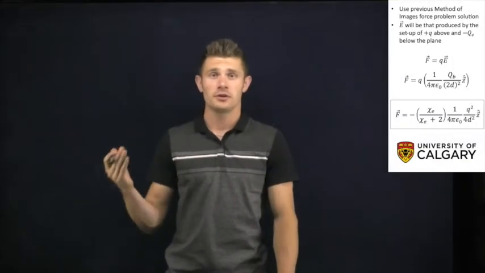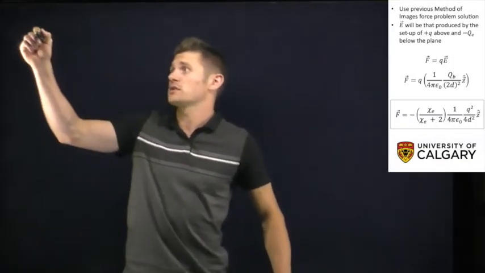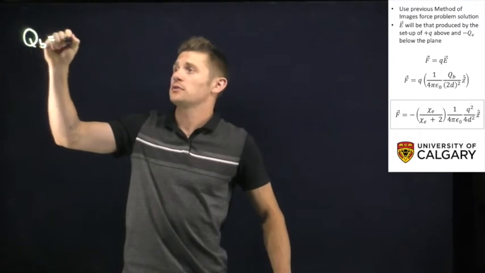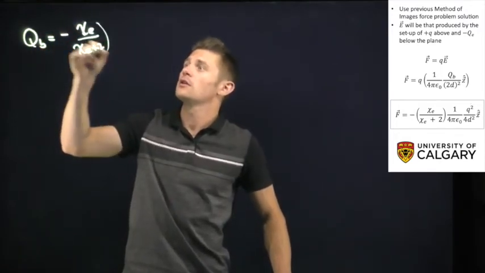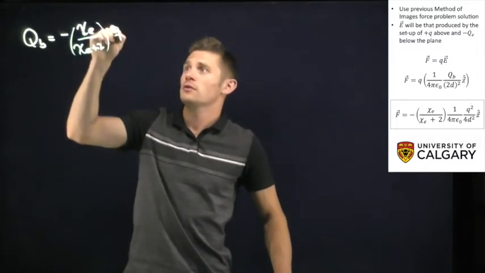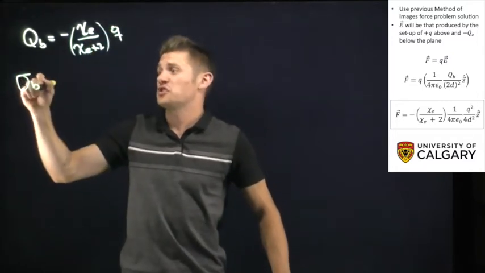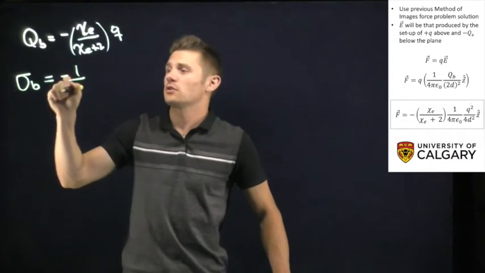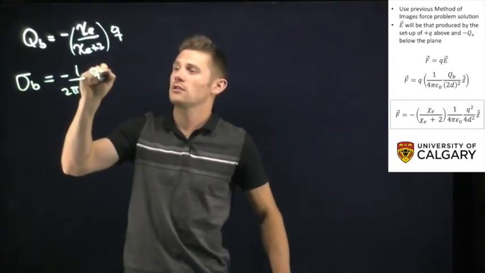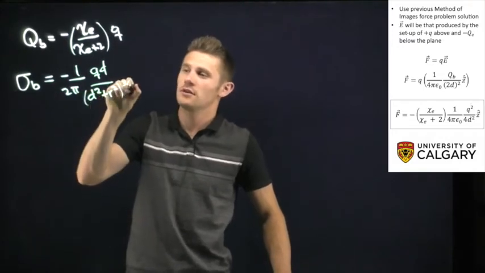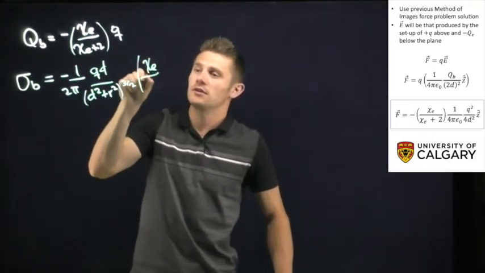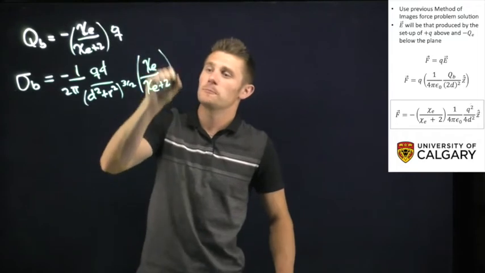So we found that the total induced surface charge on our plane was qb is equal to minus chi sub e over chi sub e plus 2 times this charge q, and that our induced surface charge distribution was minus 1 over 2 pi qd over d squared plus r squared to the 3/2, again times this factor chi sub e over chi sub e plus 2.